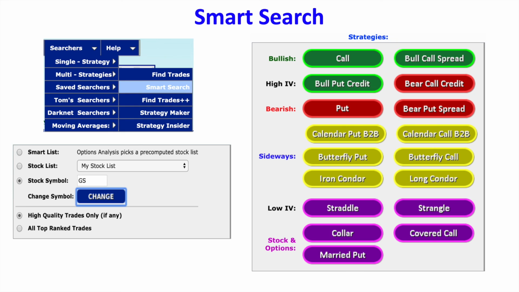So as review, here's how you use Smart Search. You go into searchers, click multi-strategies, click Smart Search, specify the stock that you're interested in, and additionally you can give it a list of stocks or have it analyze a stock list for you. Click Change to update the stock symbol in this case. What we did is we clicked Call on the first opportunity, and on the second opportunity we clicked Bear Call Credit. All right, so there's a lot of power in this particular searcher, this Smart Search. It's very smart. Do yourself a favor and dig in and practice this.